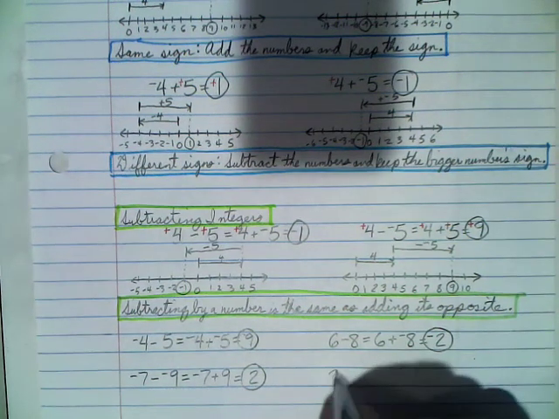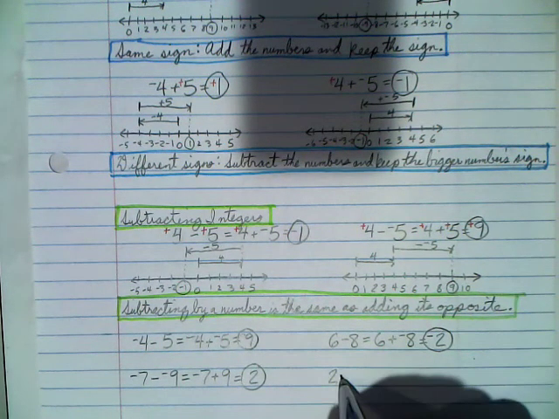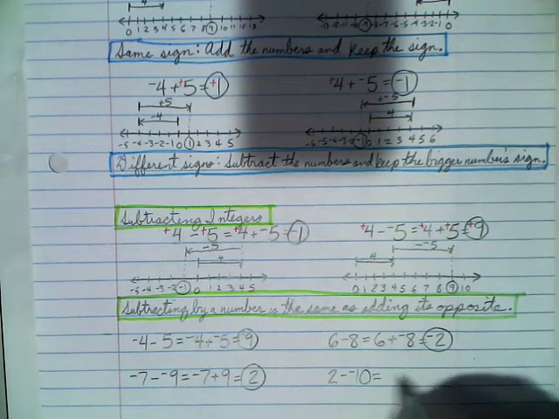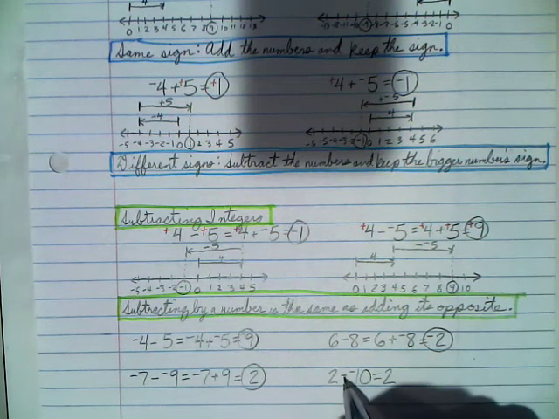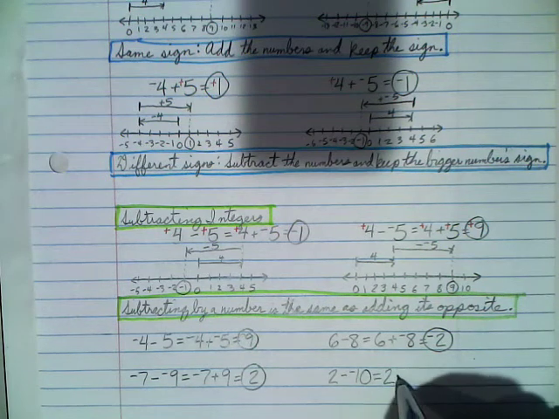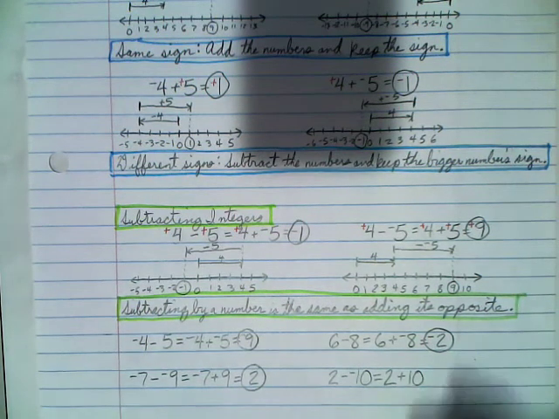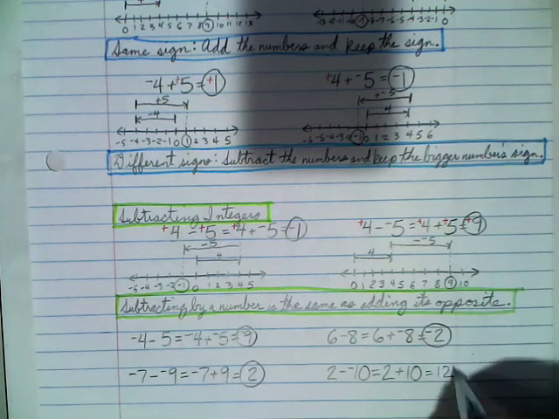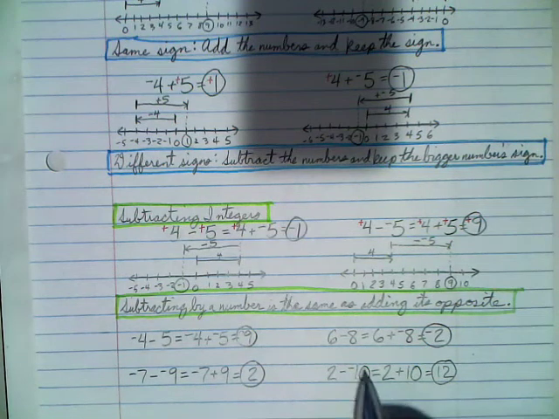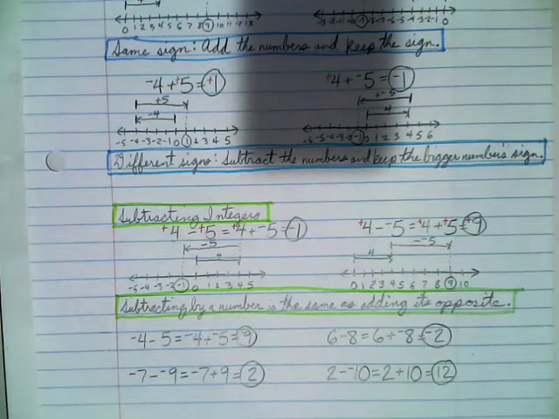And then one more here. 2 minus negative 10. First number stays the same, plus the opposite. The opposite of a negative 10 is a positive 10. And of course, we don't really need the rule for 2 plus 10. We know that. 2 plus 10 is 12. So 2 minus a negative 10 is also 12.